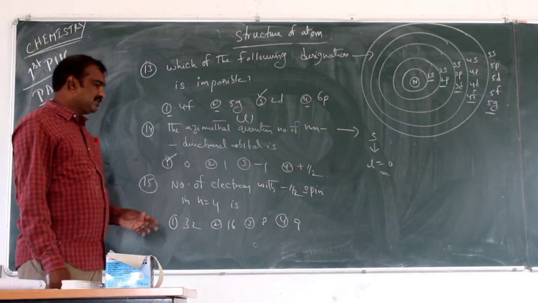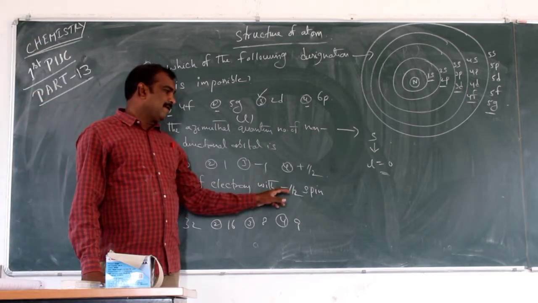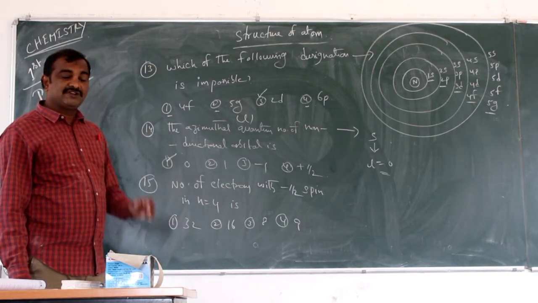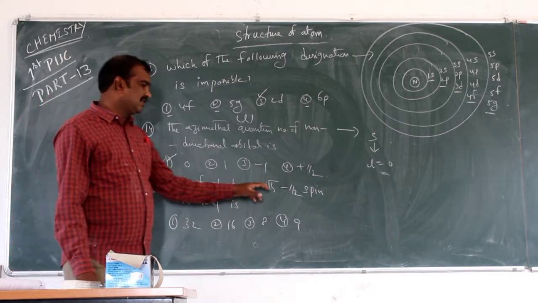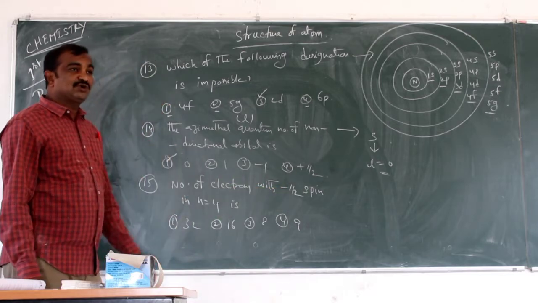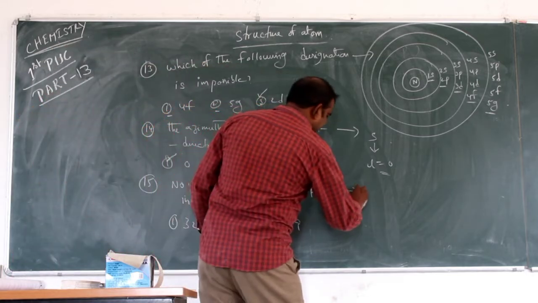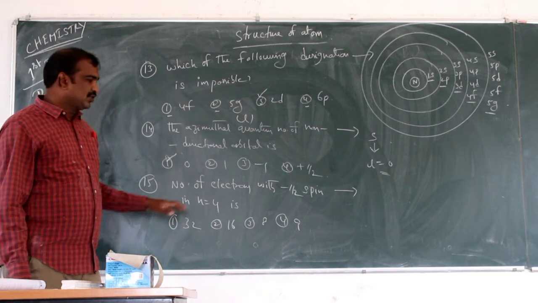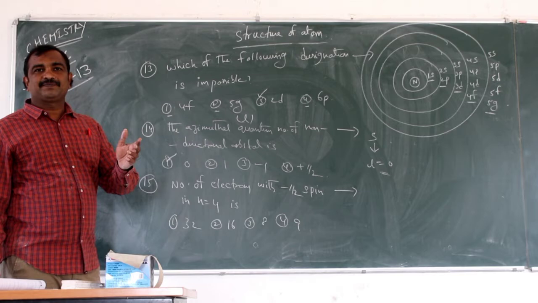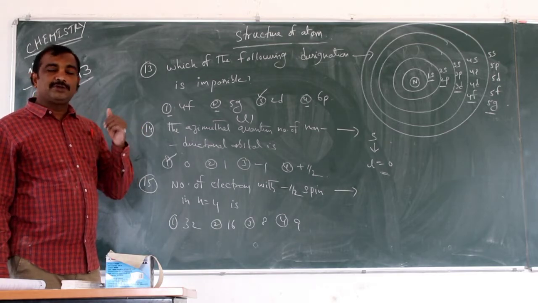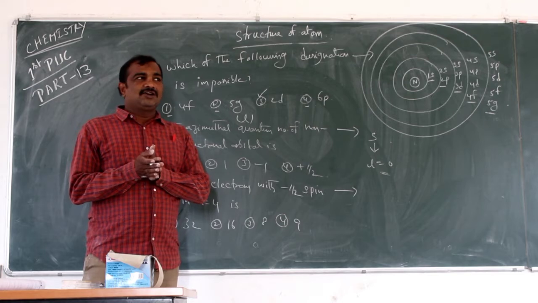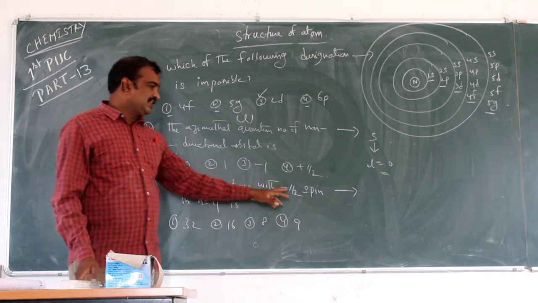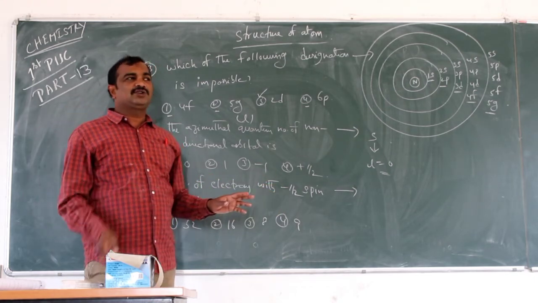Next, when you go to the 15th one, look here. The number of electrons with the minus spin in n equal to 4 is. This is a very important one. n equal to 4 means the 4th orbit. So in the 4th orbit, how many electrons are there in total? Of the total electrons, how many have plus spin and how many have minus spin? Here he asked only for the minus spin.